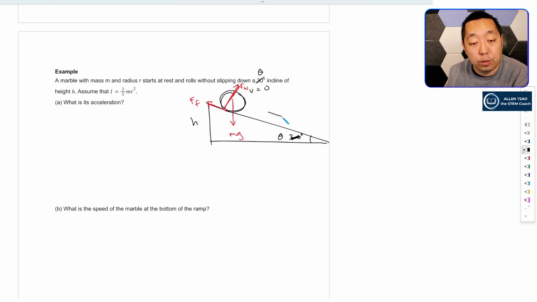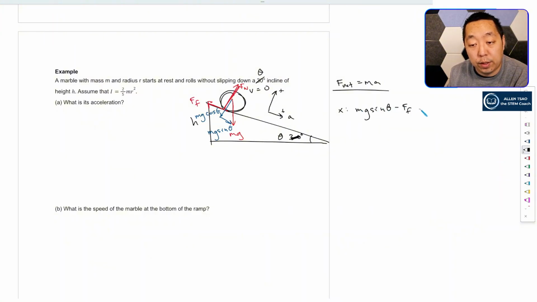What is its acceleration? The acceleration is down the ramp, so there's two things we can do. We can do F net equals ma, if we make down the ramp the positive x direction and this way the positive y direction. The mg we're going to decompose into mg sine theta and mg cosine theta. In the x direction, the net force has mg sine theta down the ramp and the force of friction up the ramp, and that's equal to ma.